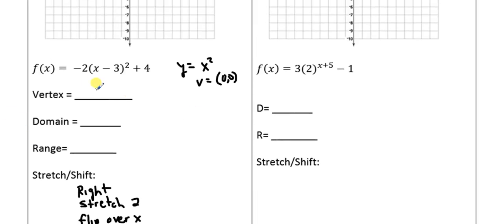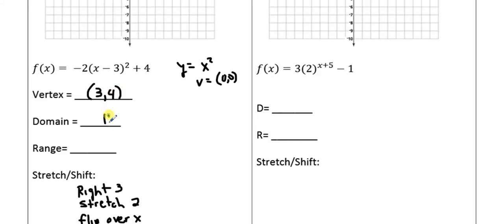So our vertex, to make it 0, 0, we had to put in 3 for x. So we're actually going to be moving positive 3, so we're going to be moving to the right. I didn't put that here. We're going to move right 3, and then we are going to go up 4. So our new vertex is going to be 3, 4.